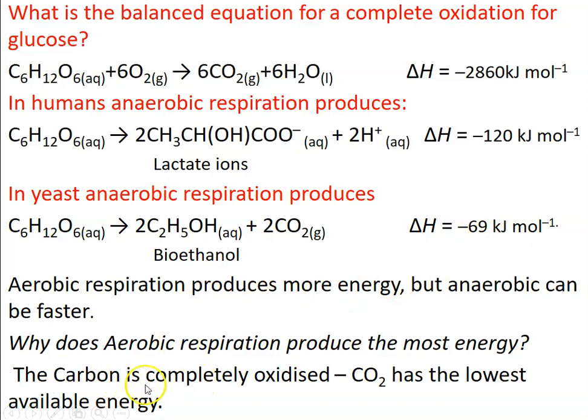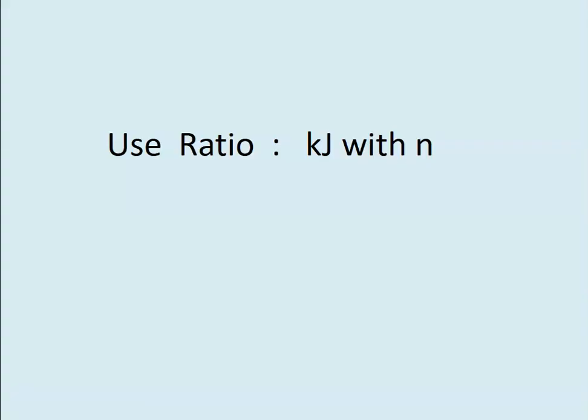So aerobic, because it's completely oxidized, your carbon is now at its highest oxidation number when it's in the form of carbon dioxide. So if we looked at working out the oxidation number, it would be -4 going to +4 for carbon. So the most oxidized.